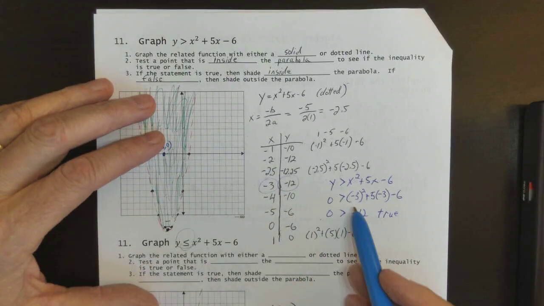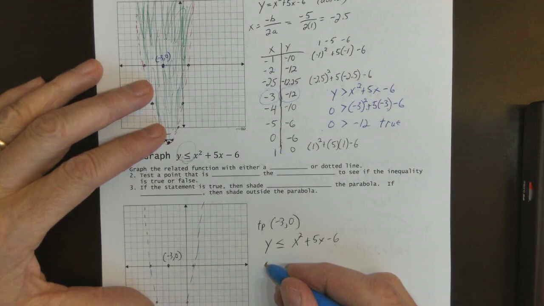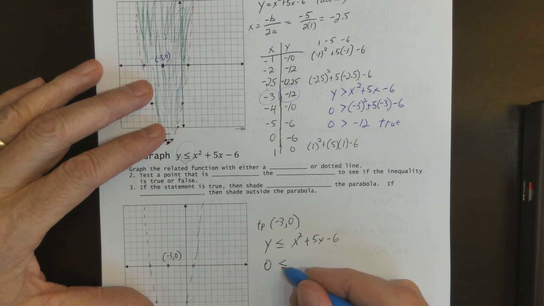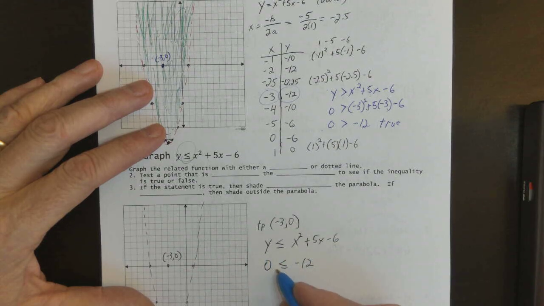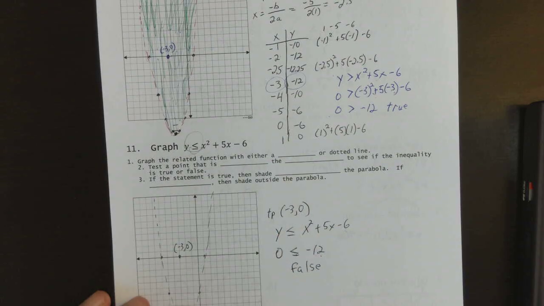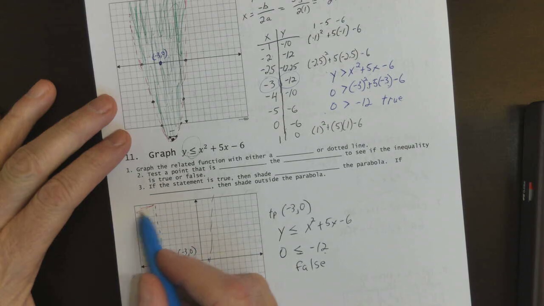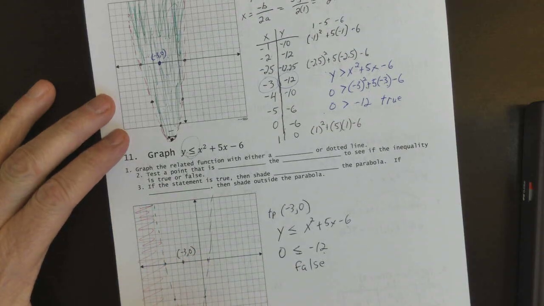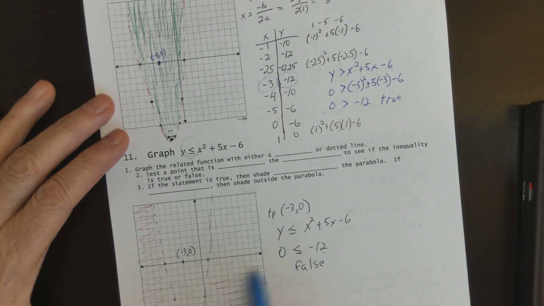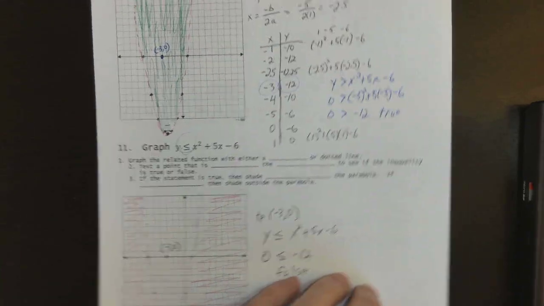Now, I've already gone through a test point of negative 3, 0 here. So this time I'll have 0 is less than or equal to negative 12. That is false. And if it's false, I will shade outside the parabola, and so that would be this area right here. The points outside are true, the points inside are false.